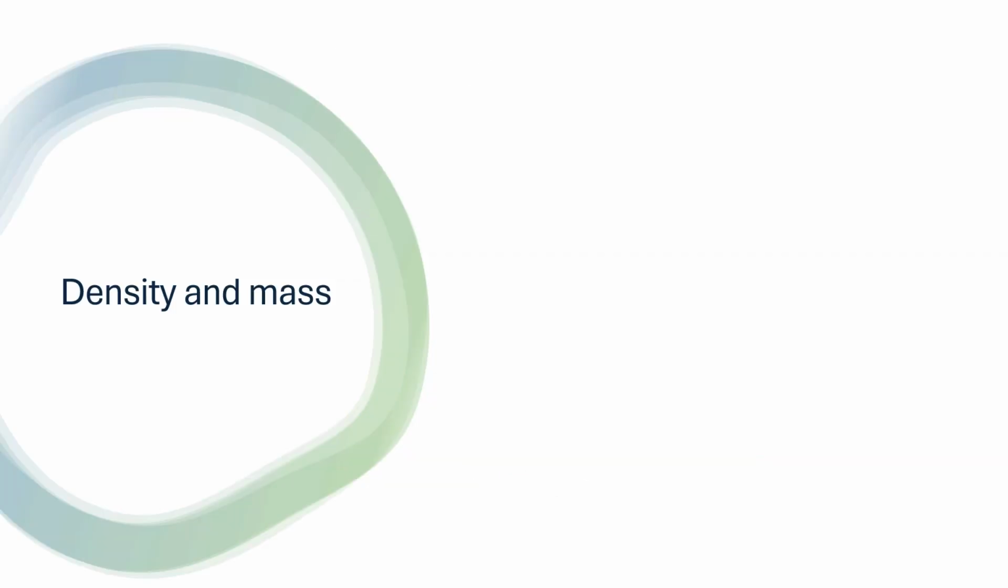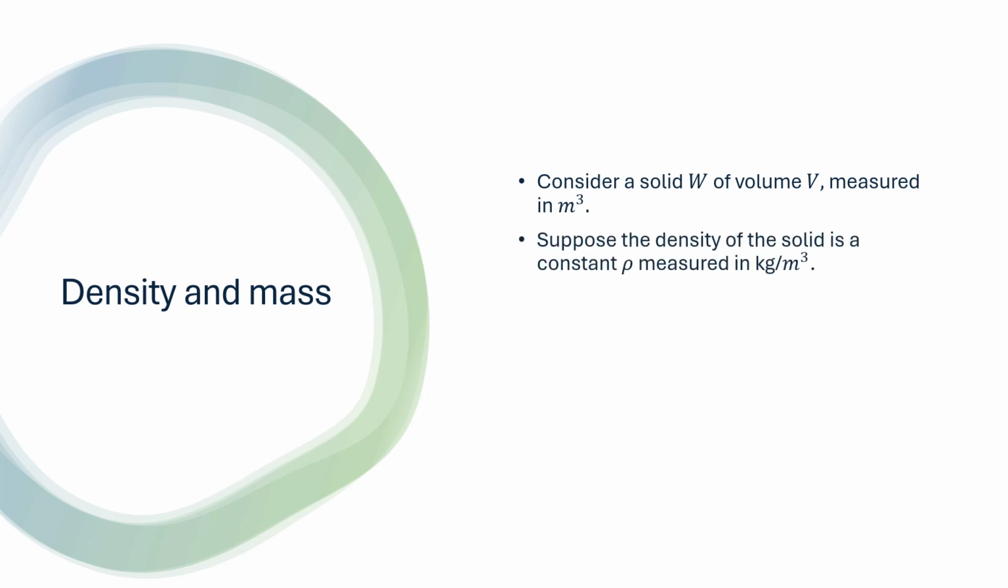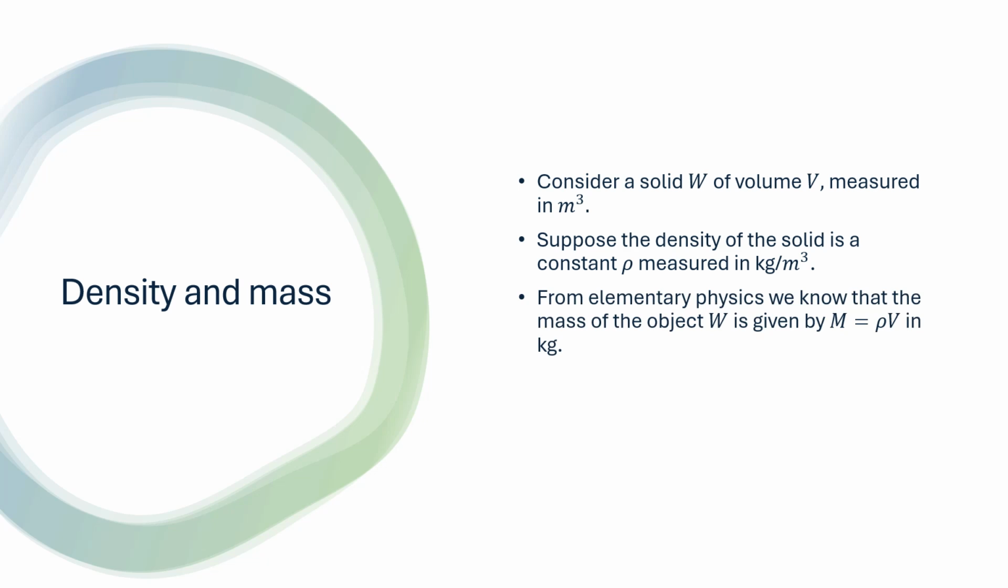Let's consider an object with some density, and we want to calculate the mass. Say we have some solid W, and say that solid has volume V, measured in meters cubed. Suppose the density of the solid is a constant, say rho, measured in kilograms per meter cubed. So the object has a constant density throughout. In elementary physics, you learned that the mass of the object is the density times the volume. You can see those units, kilograms per meter cubed times meters cubed, cancel out to give us kilograms.